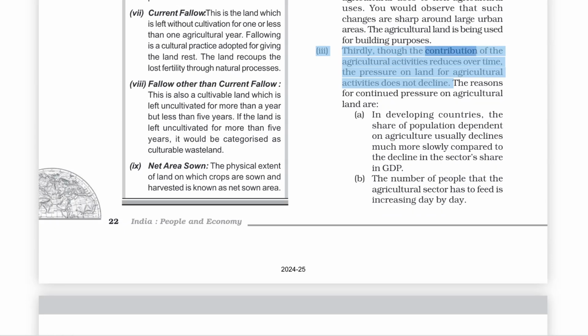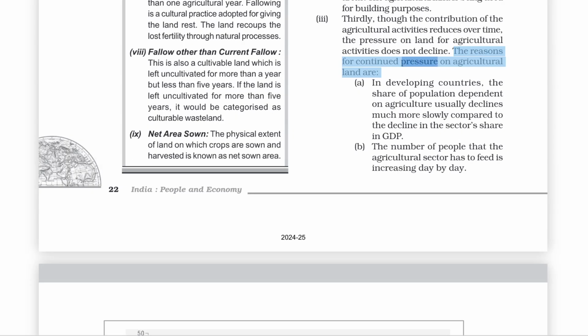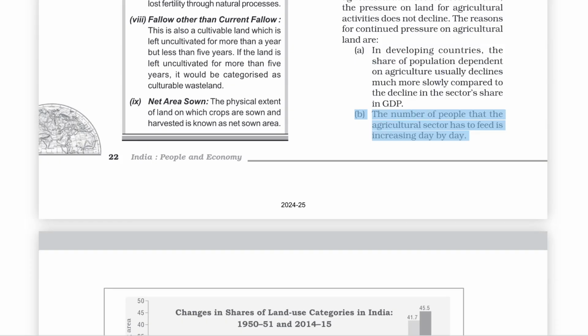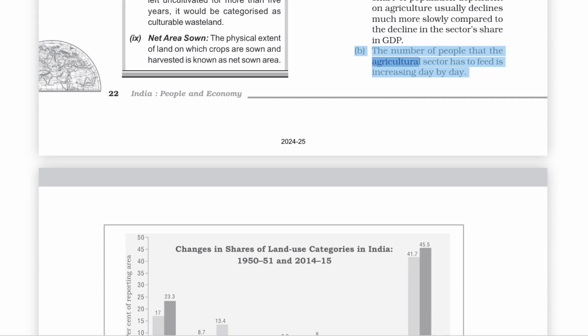3. Thirdly, though the contribution of the agricultural activities reduces over time, the pressure on land for agricultural activities does not decline. The reasons for continued pressure on agricultural land are: A. In developing countries, the share of population dependent on agriculture usually declines much more slowly compared to the decline in the sector's share in GDP. B. The number of people that the agricultural sector has to feed is increasing day by day.